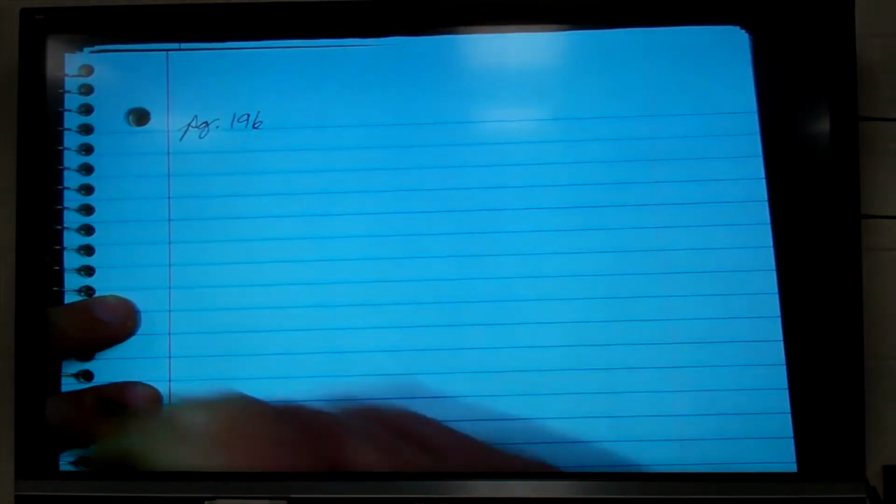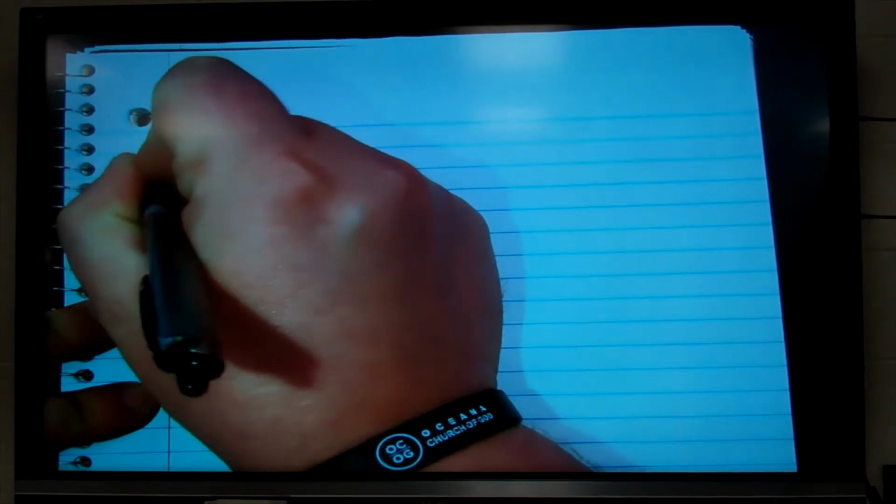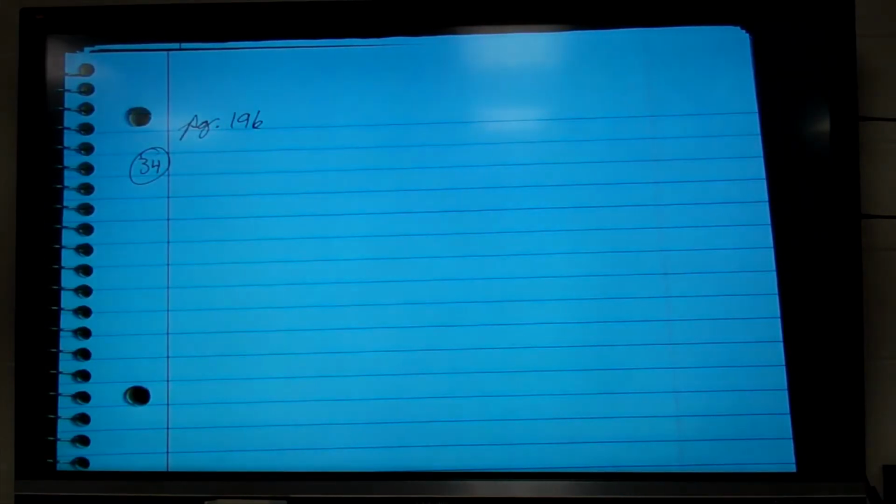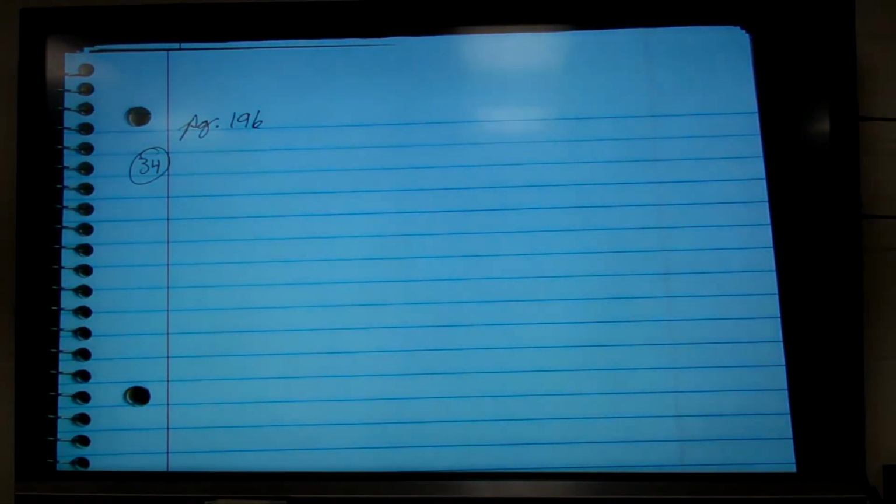Page 196. We're going to do number 34 to start, okay? 34. Mastering problems. I did not do the unit breakdown of this yet, so hopefully I do not look like an idiot.